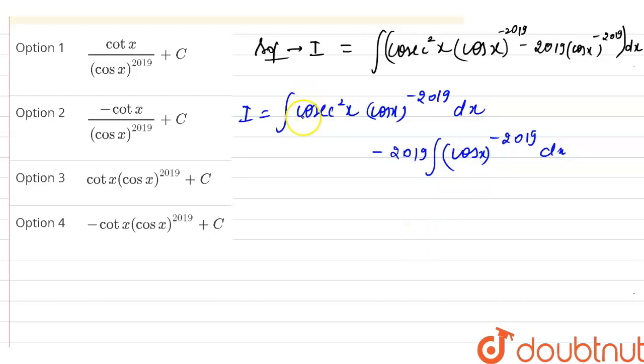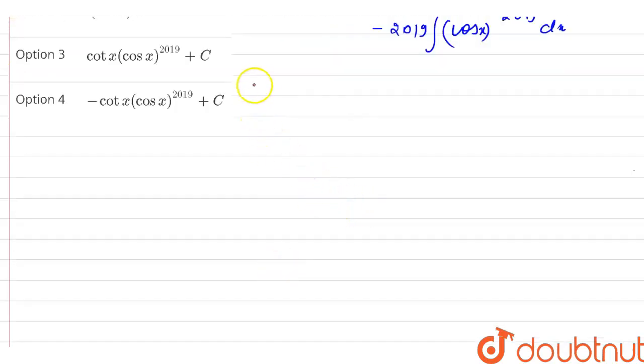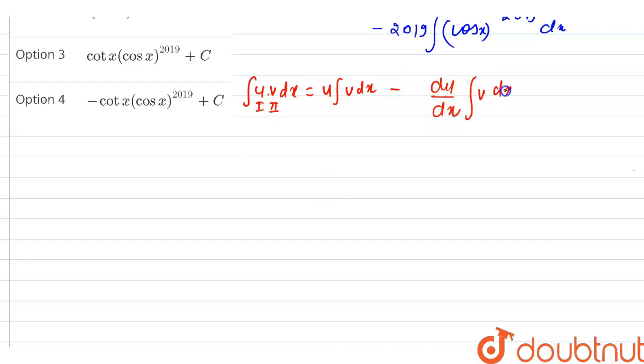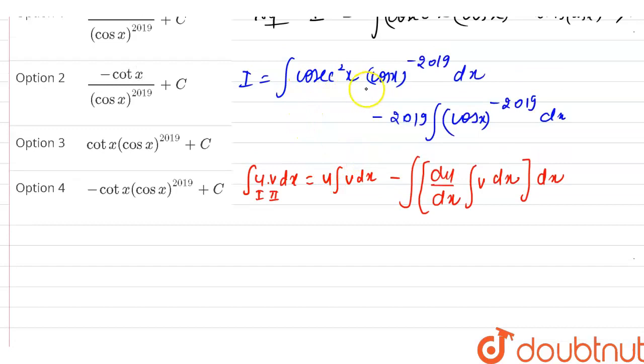I'm going to solve this integral by parts. Integration by parts you already know. If you have the integration of two functions in a product, let's suppose this is my first function and this is my second function, then the integral is given by the first function as it is times the integration of the second function, minus the integral of the differentiation of the first function times the integration of the second function, with respect to x. So this is simply integration by parts, and I'm going to apply it over this integral.